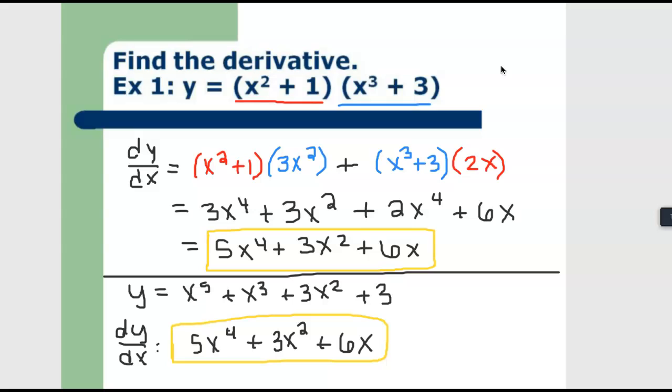In all fairness, I'm not sure not FOILing this type of problem at the beginning and then taking the derivative isn't easier than the product rule. Now that won't be true for all derivatives with product rules, but this is a case where if you forgot the product rule, you could FOIL and then derive.